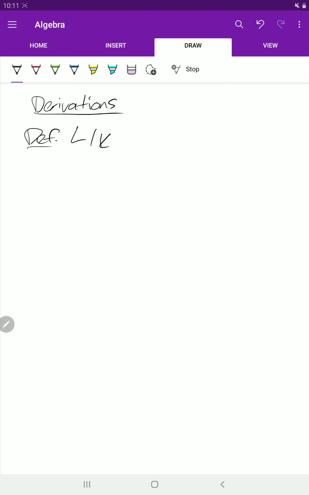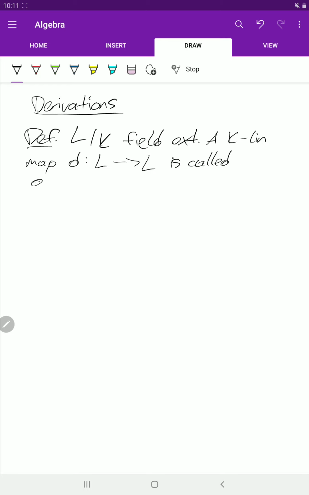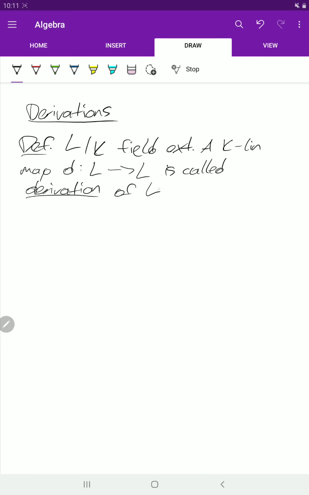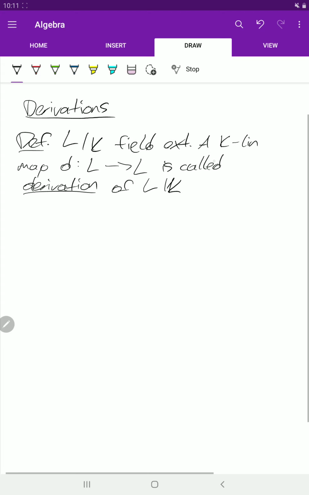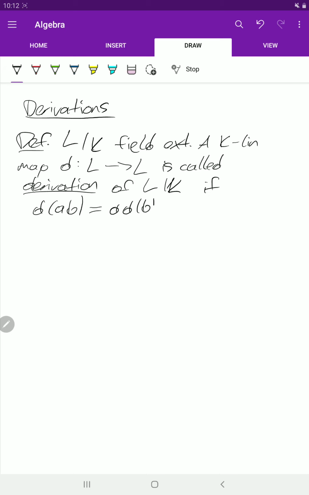So let's assume L over K is a field extension, and a K-linear map, which we call D, like derivation, from L to L, is called a derivation of L over K if it satisfies the product rule, namely D of A times B is equal to A times D of B plus B times D of A for all A and B in the extension field L.